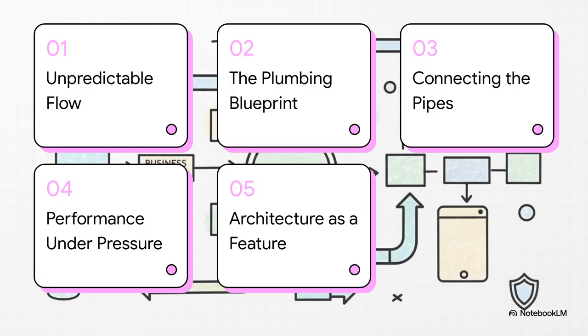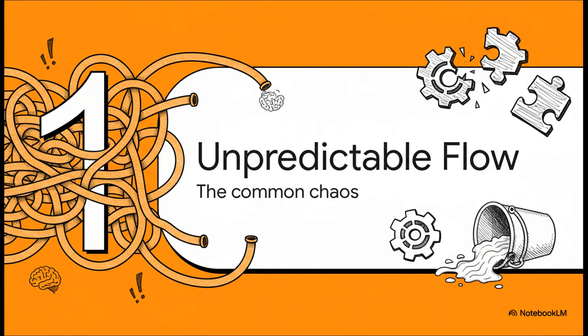So, here's the game plan. First, we're going to talk about that state management chaos that we all know and love. Then, we'll introduce the big idea behind PipeX, this really cool plumbing blueprint. From there, we'll see how it looks in the code, check out some pretty wild performance numbers, and finally, we'll talk about why its strict rules are actually its biggest feature. Okay, let's get into it.